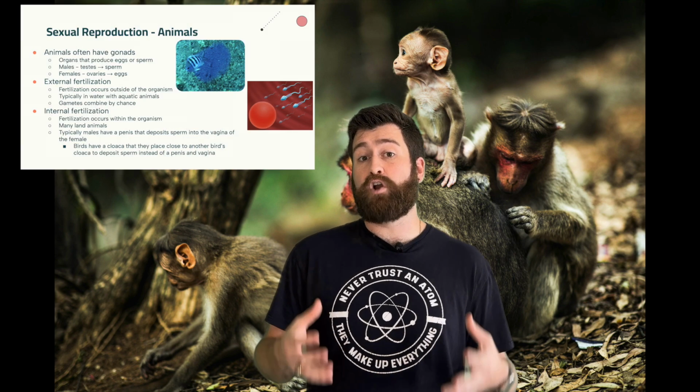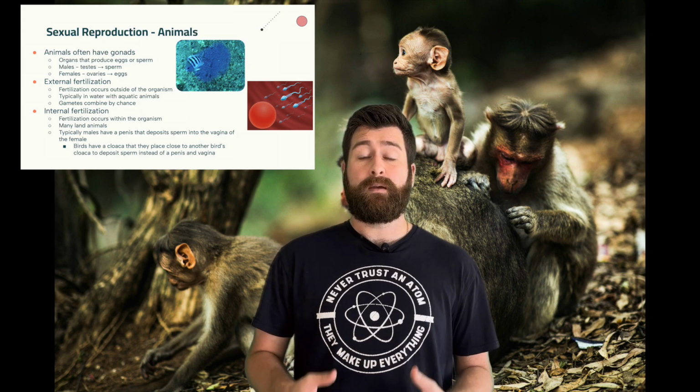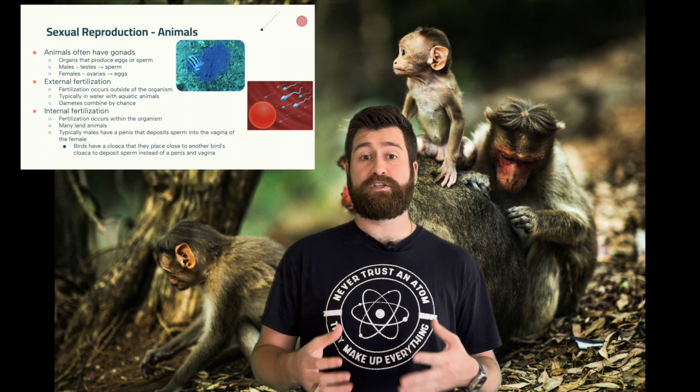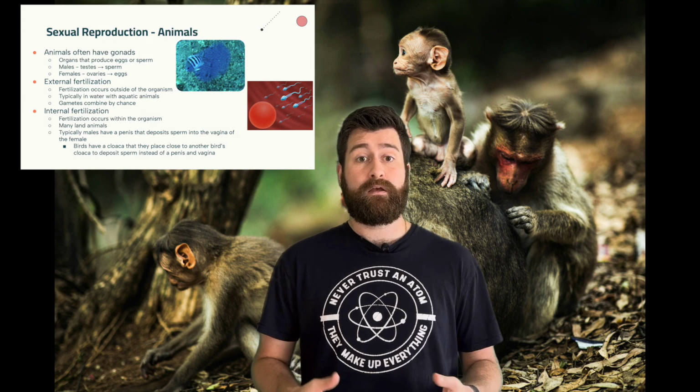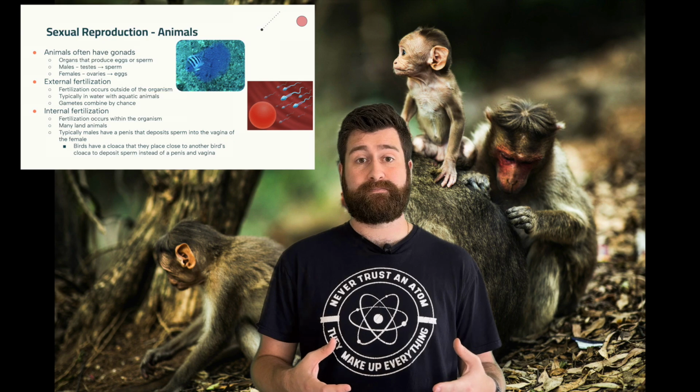Animals often have gonads, which are organs that produce egg or sperm. Male animals have testes, which produce sperm. Female animals have ovaries, which produce eggs.